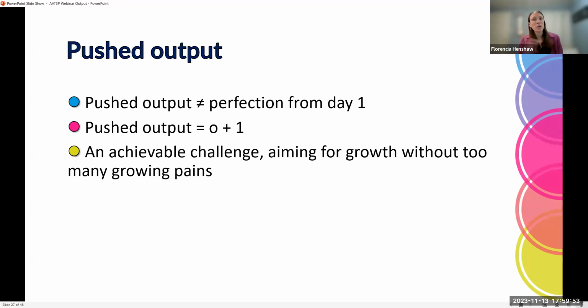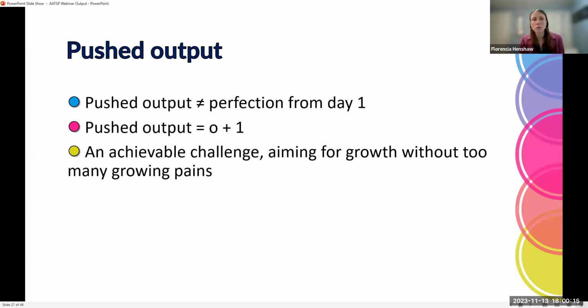Great. I'm not going for perfection. I'm not going for perfect, complete sentences each and every time. But if I know that they can handle it, then pushing them to get there. So this idea that it's a challenge, but it's achievable, right? So aiming for growth without too many growing pains. There's going to be some growing pains. That's part of language learning.